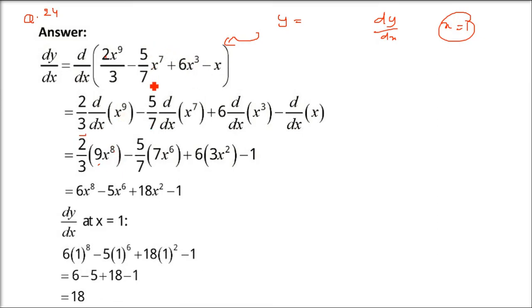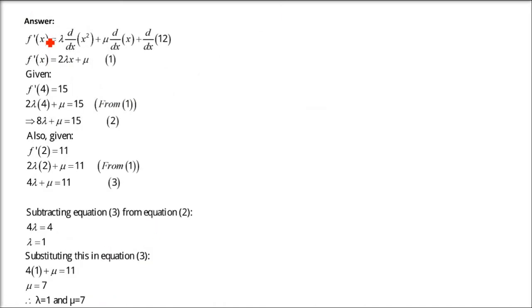Okay. So this is x9 is 9x8, differentiation x7 is 7x6, then x cube is 3x2 and differentiation of x is 1. Okay. Now coming to this, you can just solve it. It's 6x8, then 5x6 and 18x2 minus 1. So wherever x is there, just put 1. 6 minus 5 plus 18 minus 1, which is going to be 18. Question number 24 is 18.